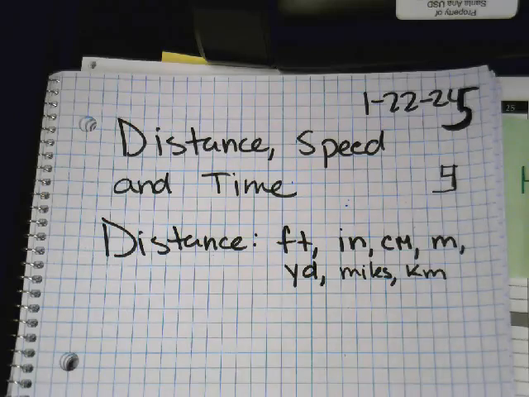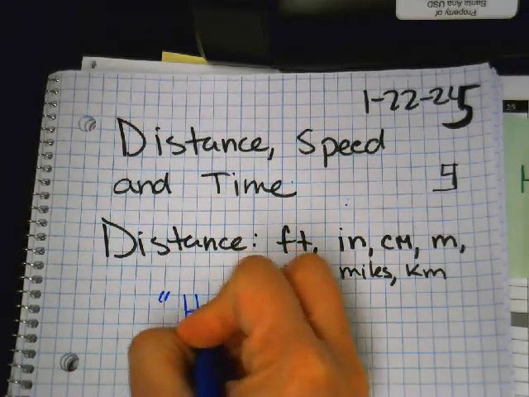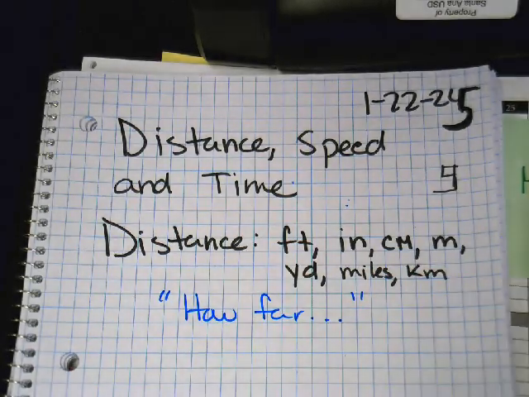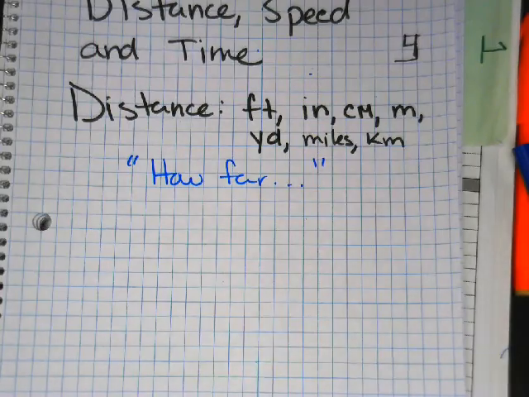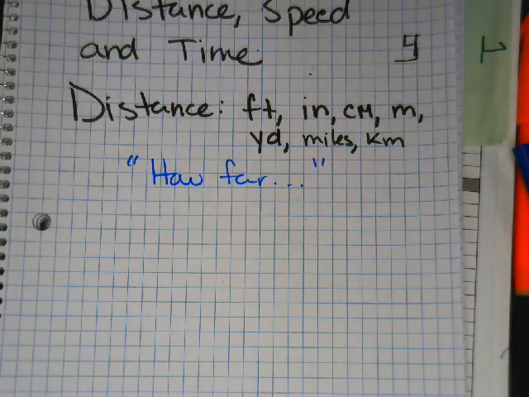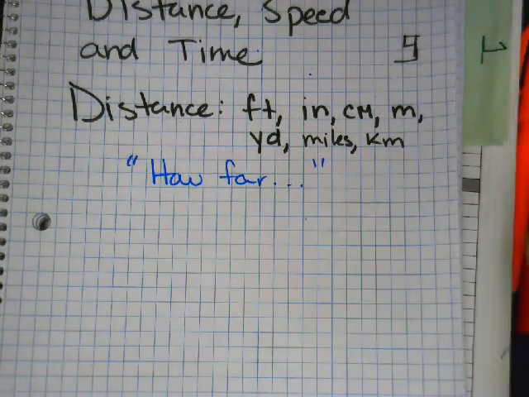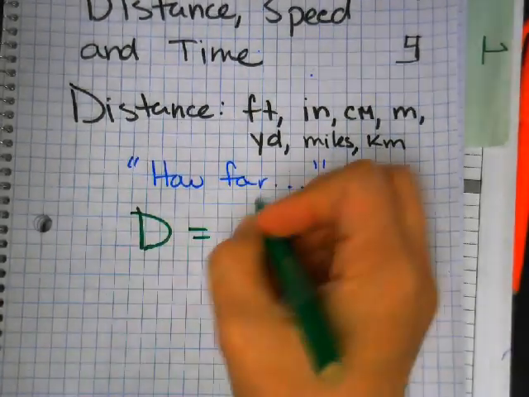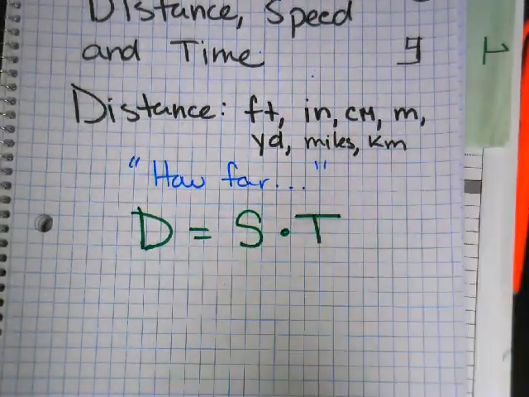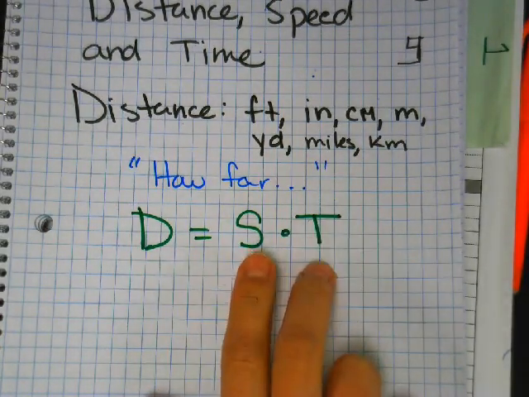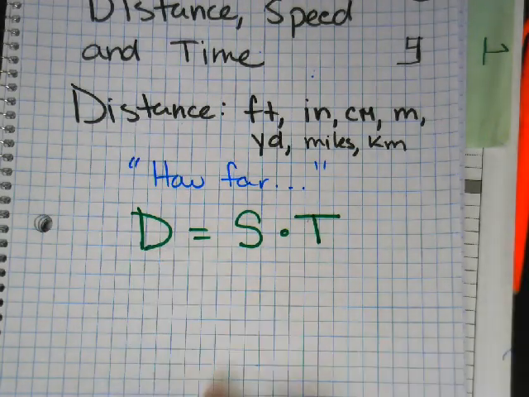How do I start a question for distance? When you read how far, it's distance. So if on a question you read how far away is Michelle from the front of the room, we're talking about distance, okay? How far. So when you read the words how far, you're talking about distance. Now, how do I solve for distance? Distance is equal to speed times time. D is distance equals speed times time. So if you multiply the speed times your time, you will solve for distance.